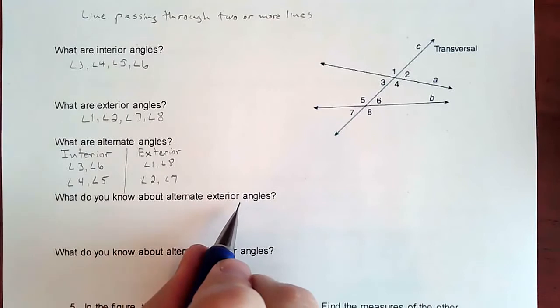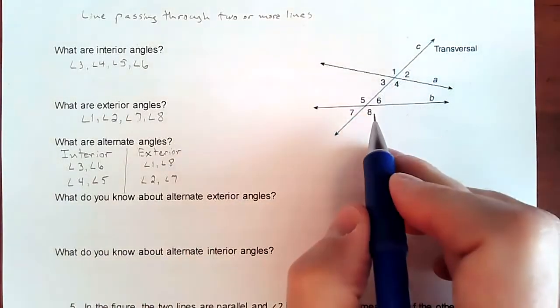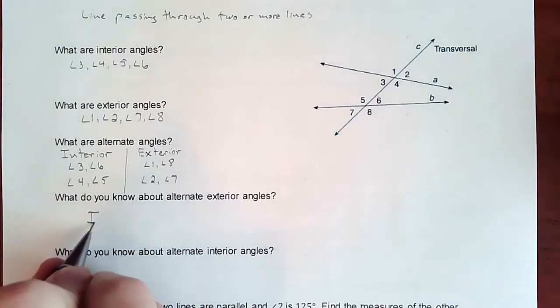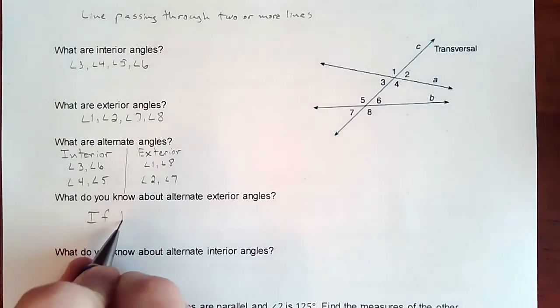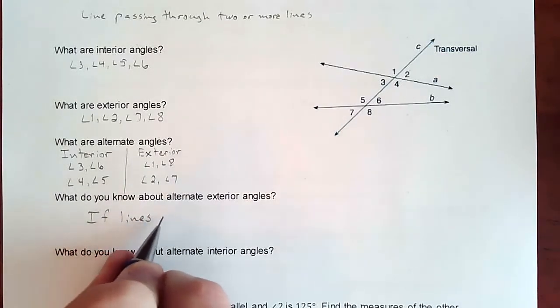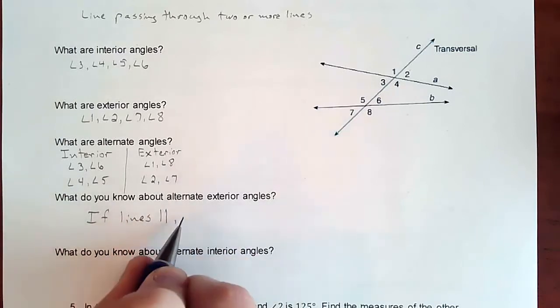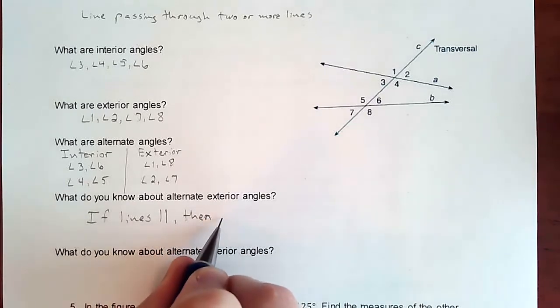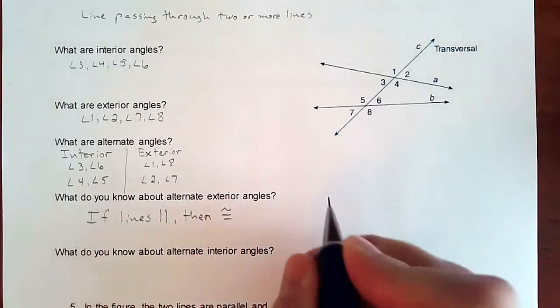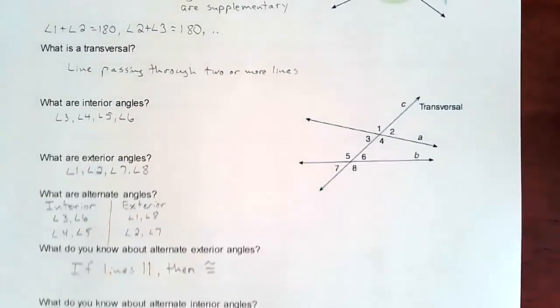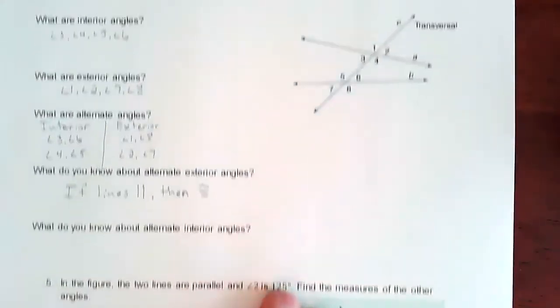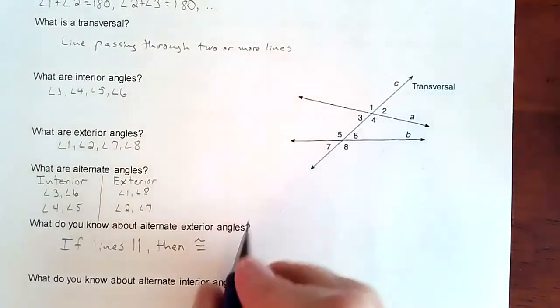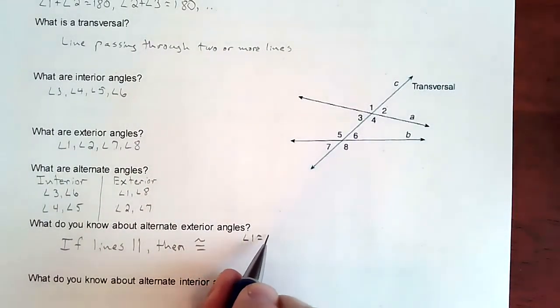All right. What do you know about alternate exterior angles? So 1 with 8, if the lines are parallel, we use a symbol for that. So if the lines are parallel, then congruent. So if these things are parallel, which you're going to see on this next picture, then angle 1 would be congruent with angle 8, and angle 2 would be congruent with angle 7.